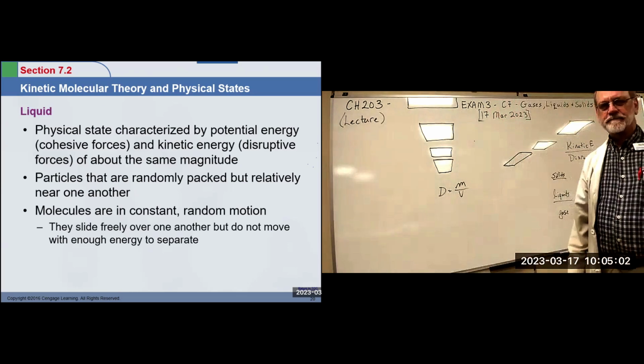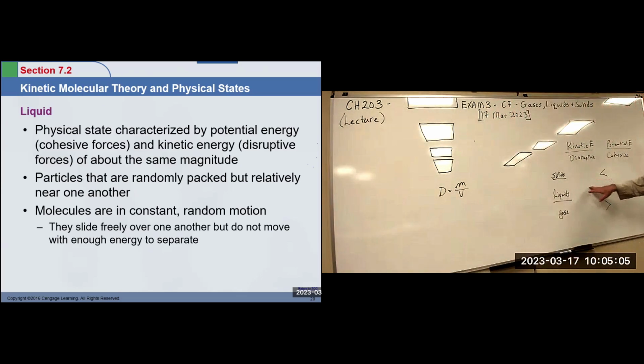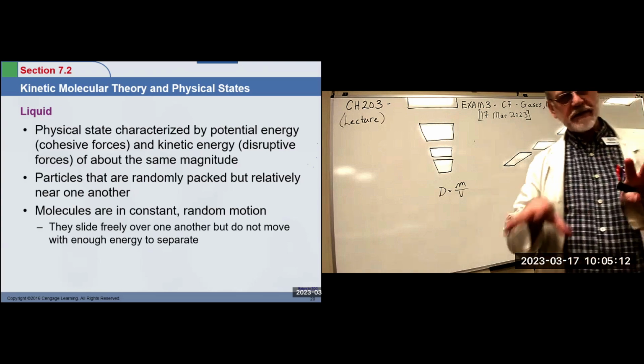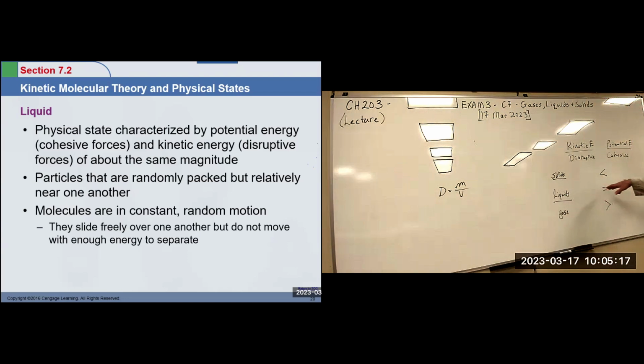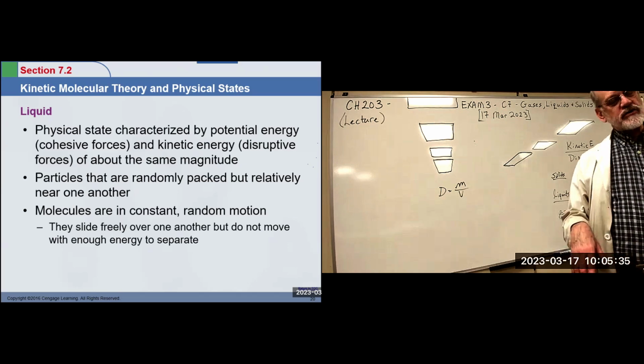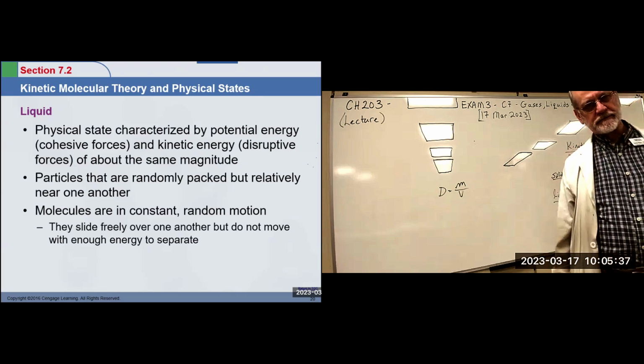Liquids, on the other hand, have relatively equal distribution between kinetic and potential energy. The disruptive and cohesive forces are balanced. They're still relatively near to one another, but the kinetic energy has increased to the point where they can move past one another relatively easily. We still get the attractive forces, the cohesive forces, but the kinetic energy is such that they're not now just vibrating, they're moving past one another.